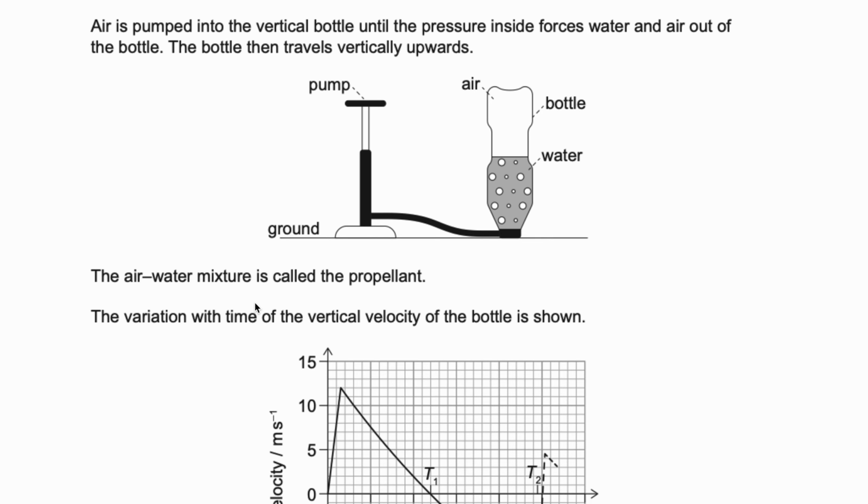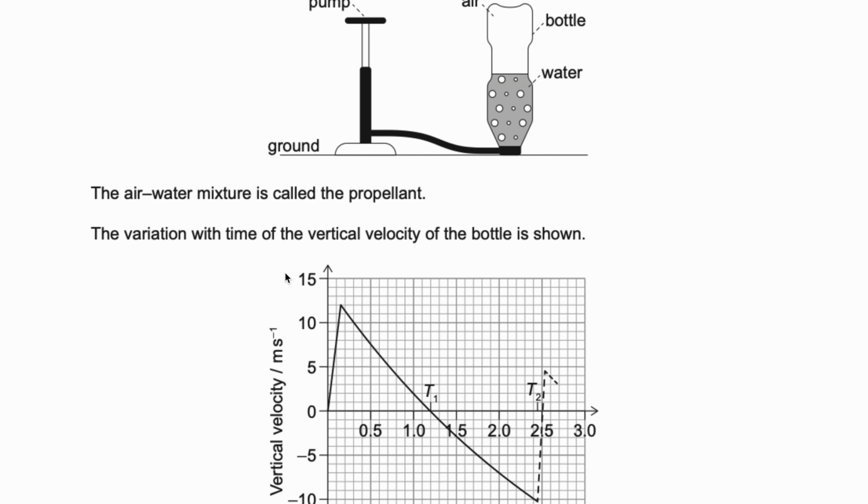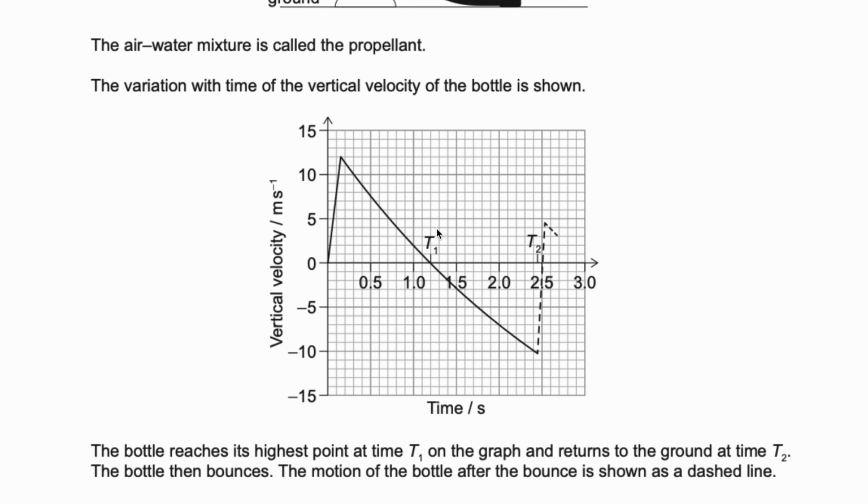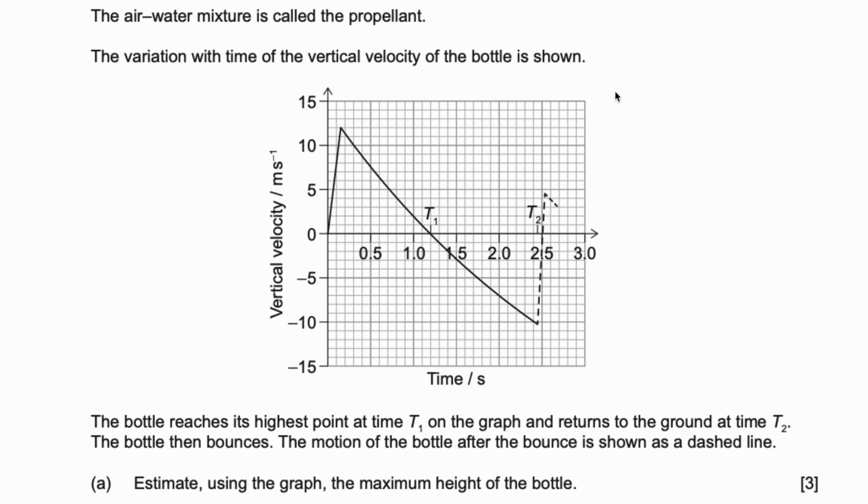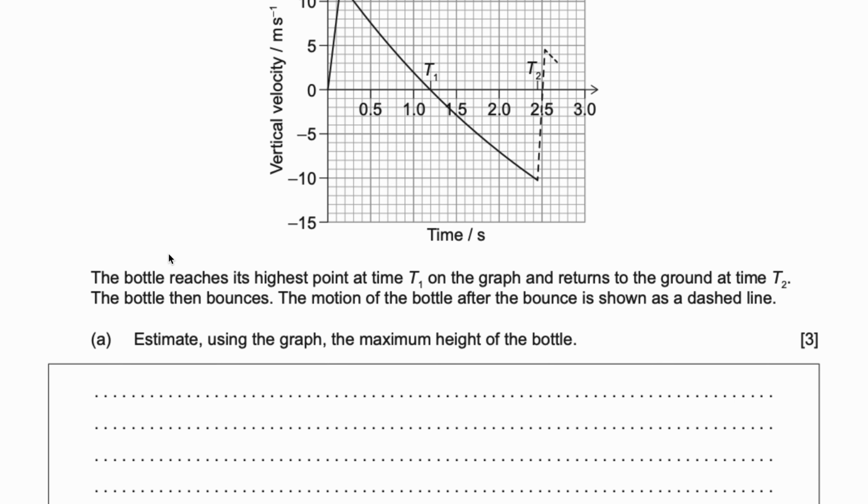The air-water mixture is called the propellant. The variation with time of the vertical velocity of the bottle is shown. So here they've given us a graph to represent this scenario. The bottle reaches its highest point at time t1 on the graph and returns to the ground at time t2. The bottle then bounces. The motion of the bottle after the bounce is shown as the dashed line. Estimate using the graph the maximum height of the bottle.